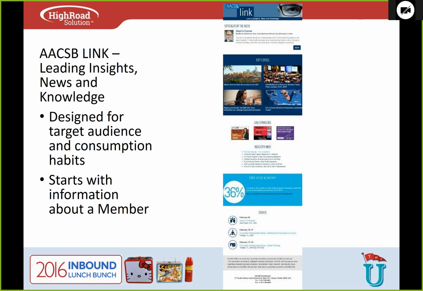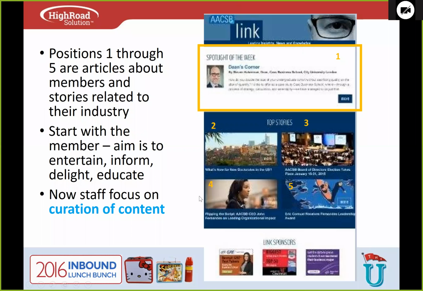That created a level of demand so that in the future, staff didn't have to try very hard to find information about members. Members were lining up to say, I would also like to be featured. That shifted the way content was created, and the role of staff became less content creation driven and more about content curation.